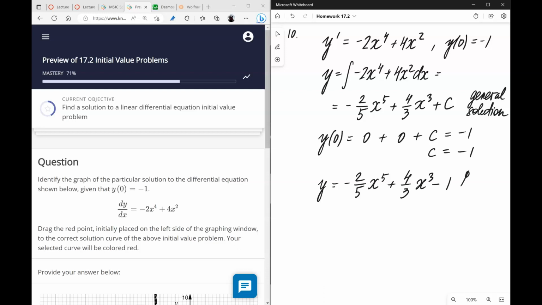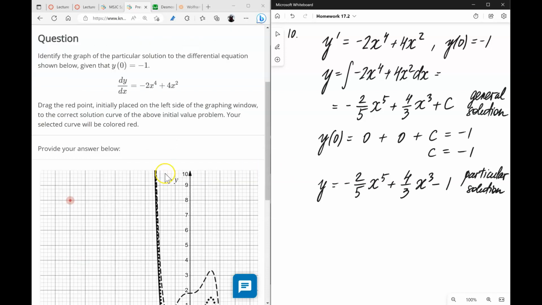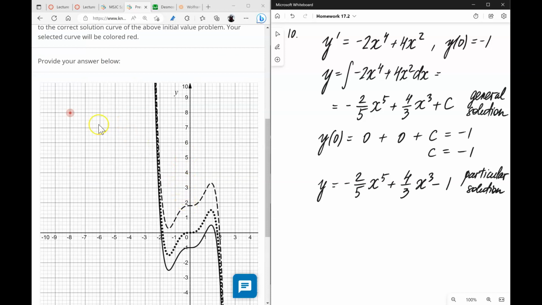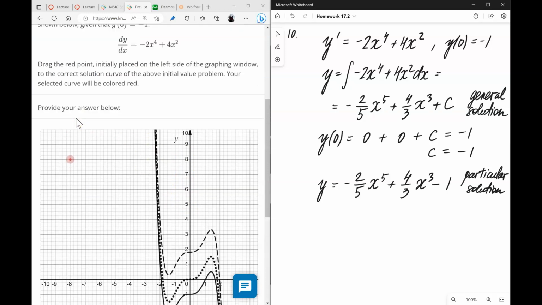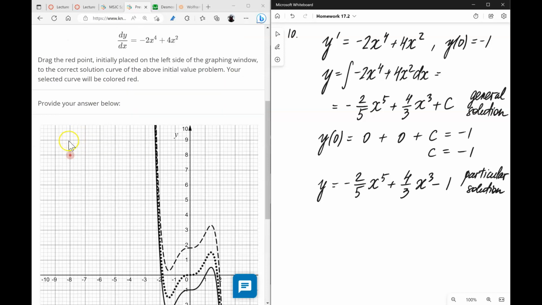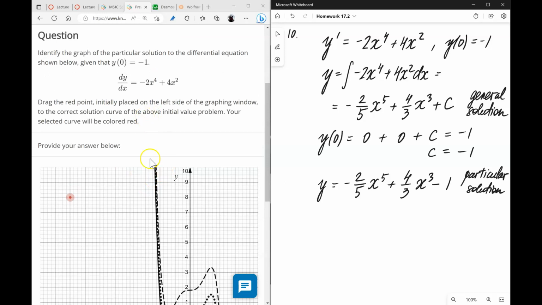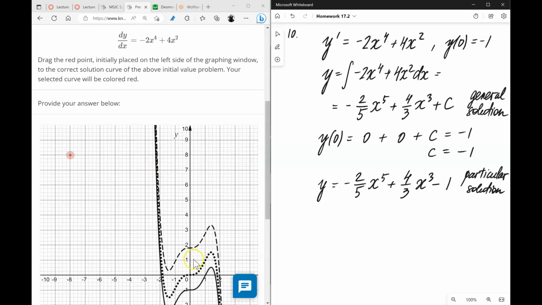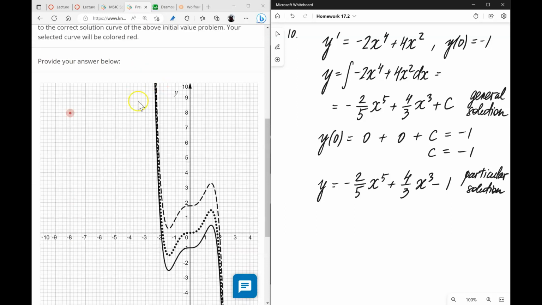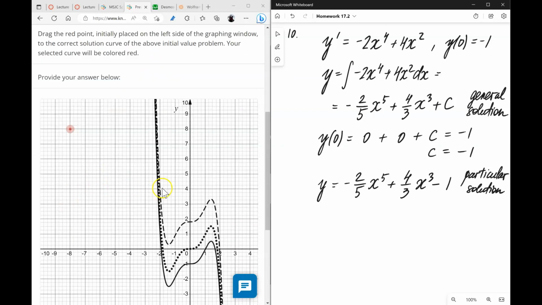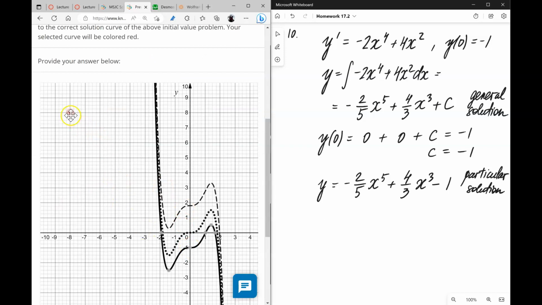That's not what they are asking us to find here. Let's take a look at what they're asking us to find. So, drag the red point initially placed on the left side. Interesting. So, the only thing we can use here is the knowledge of the initial condition. y of 0 is equal to negative 1. That's this one. I think they just want us to drag the line. So this is how we identify this solution.